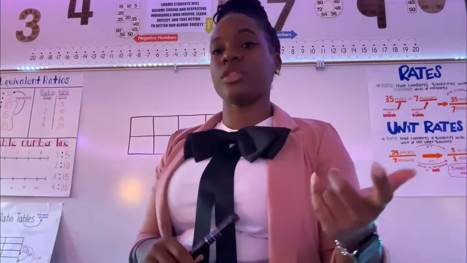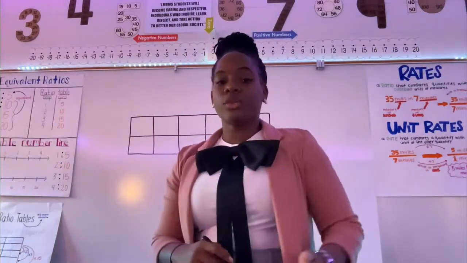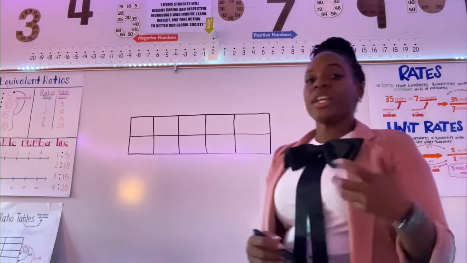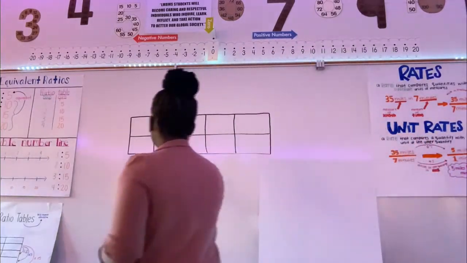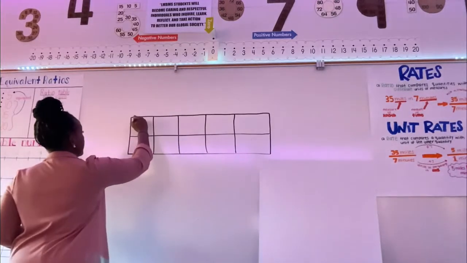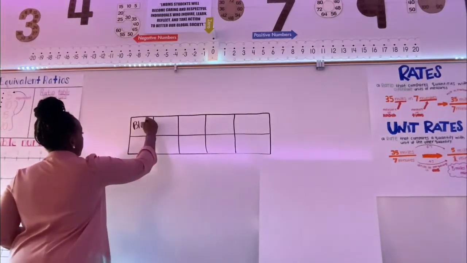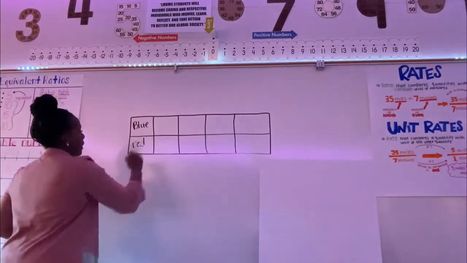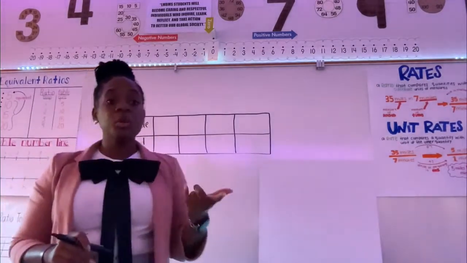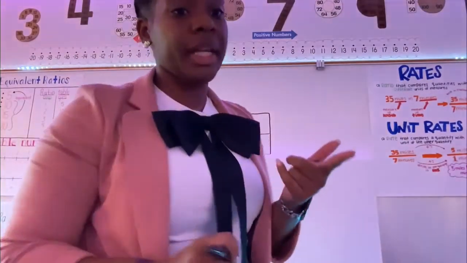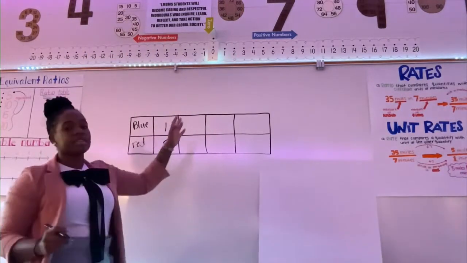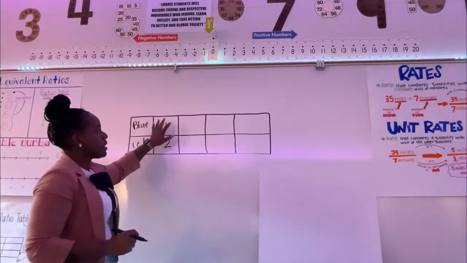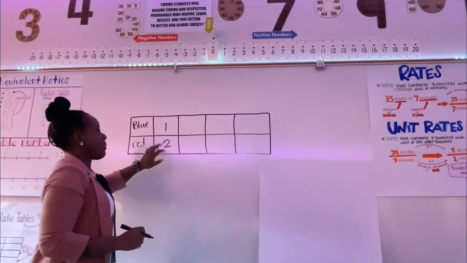So what they want us to do is create a table to represent this. Remember, when you are creating a table, you want to keep the same consistency. So we're going to say red and blue, right? So the amount of blue paint they told us was 1 to 2. If I wanted to continue this, all I would have to do is keep the same pattern at the top as I do to the bottom.